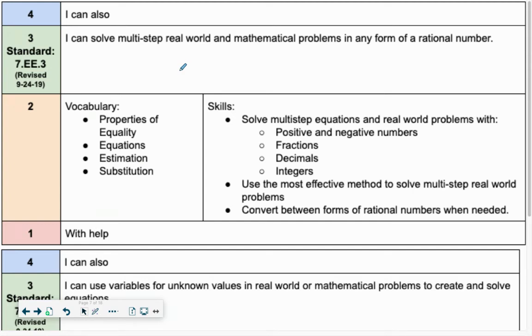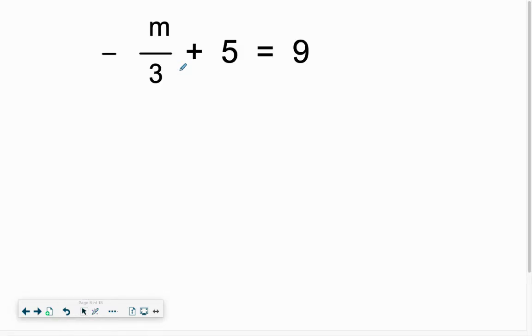That's a glimpse at a multi-step equation that you can see in our standard, where we're going to have these multi-step problems. Whether they have fractions or decimals or integers, they'll have positive and negative numbers with them. So we need to be ready to solve multi-step problems.